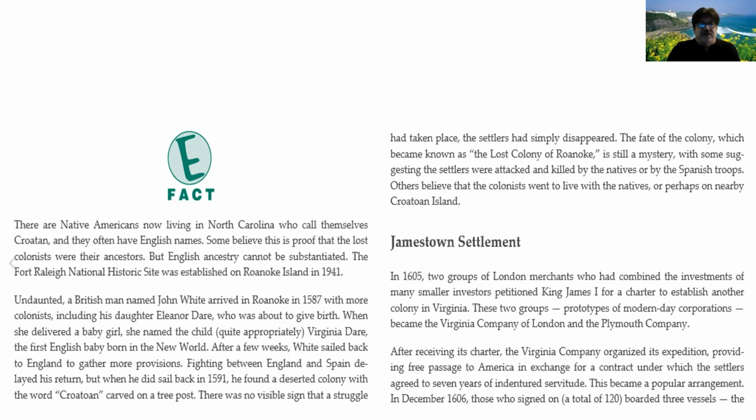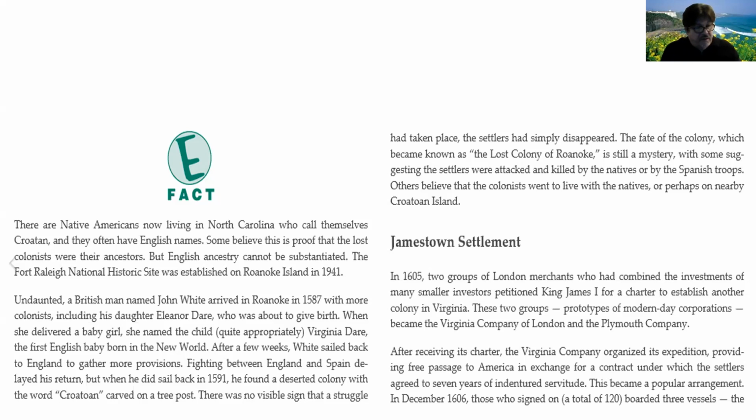The Fort Raleigh National Historic Site was established in Roanoke Island in 1941. So you'll learn about Croatan next. And they're just trying to put these two different pieces of information together and say, maybe they are the ancestors of the colonists that disappeared. And we shall learn about that right now.